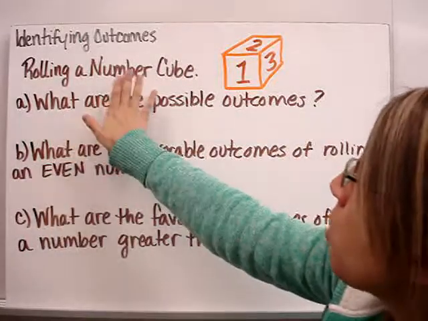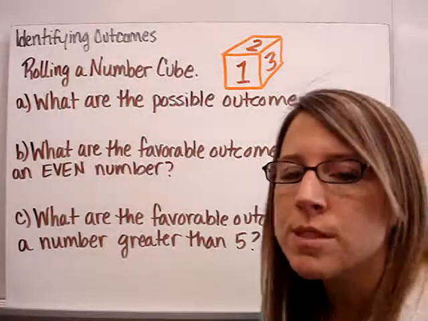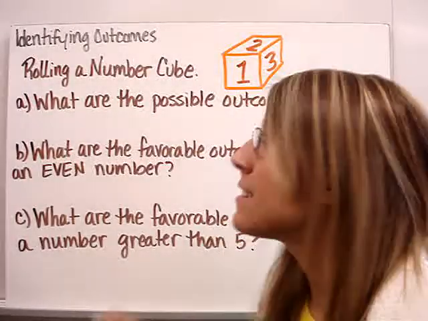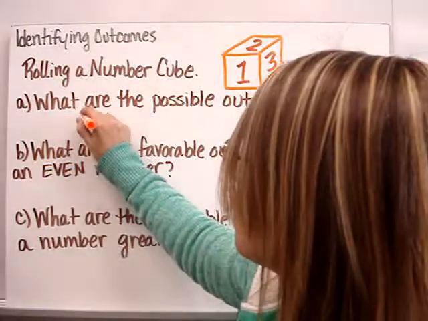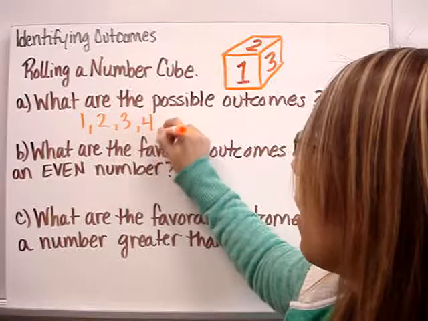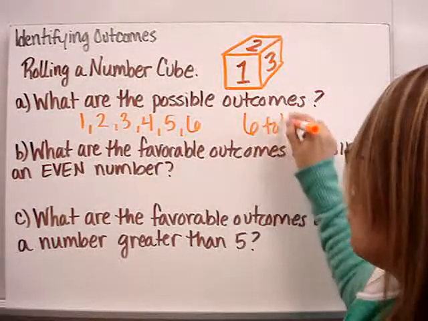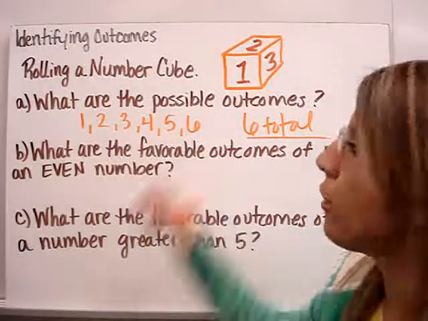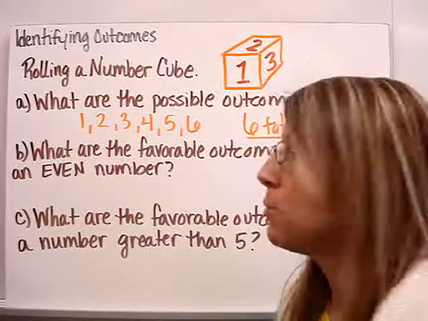So if I was rolling this number cube and I was asked what are the possible outcomes, well, I just said how many outcomes are there? There are 6. So what are the possible outcomes? We can be specific. We could say, well, 1, 2, 3, 4, 5, and 6. So there are 6 total outcomes possible. But these are the possible outcomes for rolling the number cube.